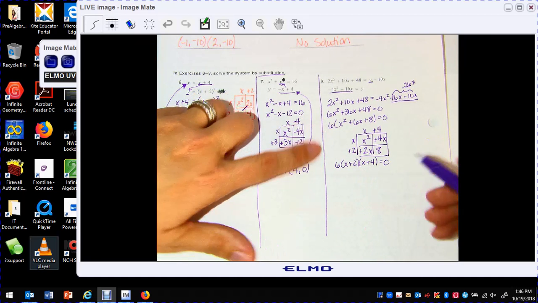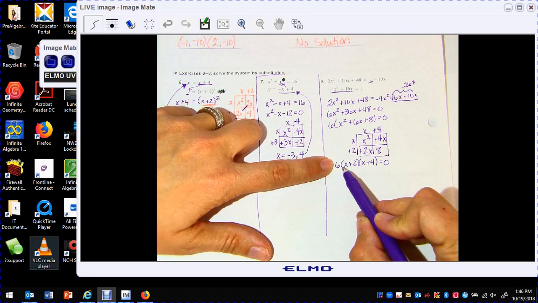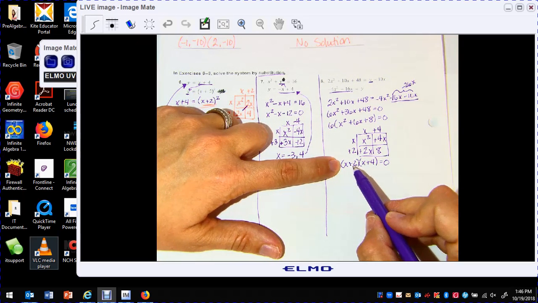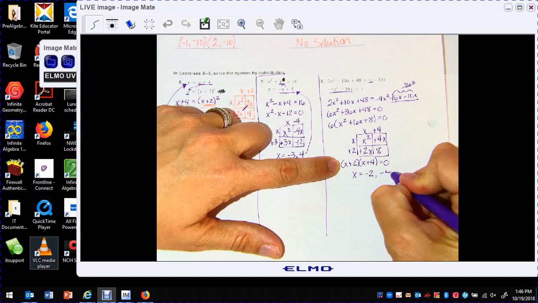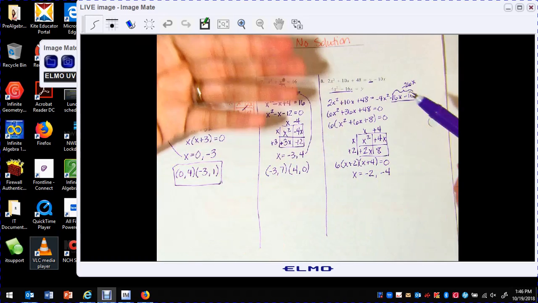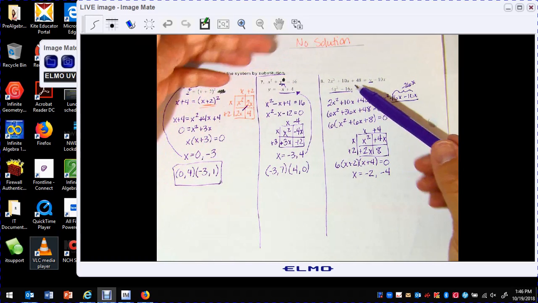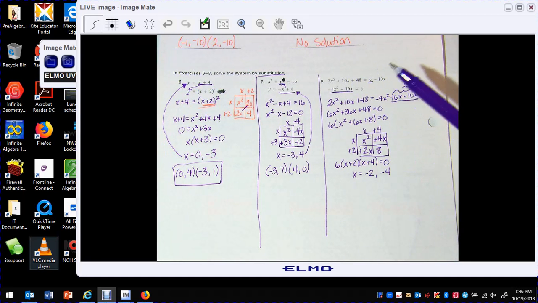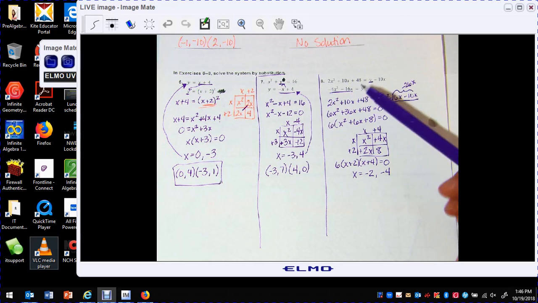And now I solve for x, okay? Which means I set each thing equal to 0. Well, 6 being constant, I just ignore it. I want this equal to 0 and this equal to 0, so x is a negative 2 and a negative 4. And I'm going to plug them back in. It is always easiest to plug them into the equation that says y equals. In this case, I don't have a linear one, so I plug them in to this quadratic that is already set up y equals, okay?